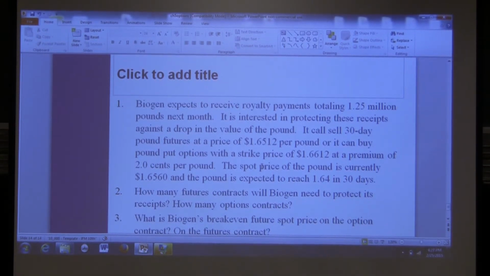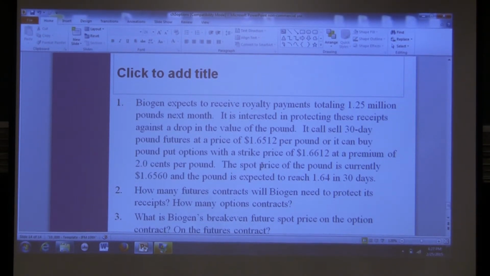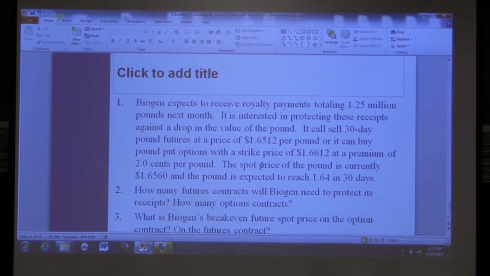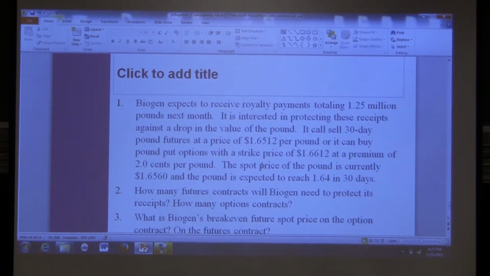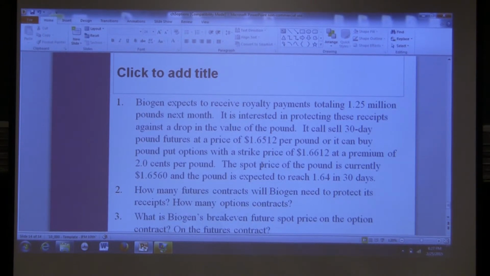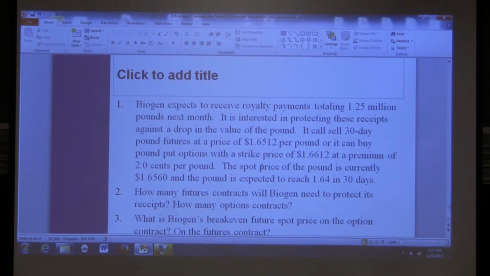So you can either use the formula that is maximum of 0, K minus S minus P. Okay? So that gives you the break even. And here that is 0 and the strike price $1.6612 minus the input premium, that is 0.02.